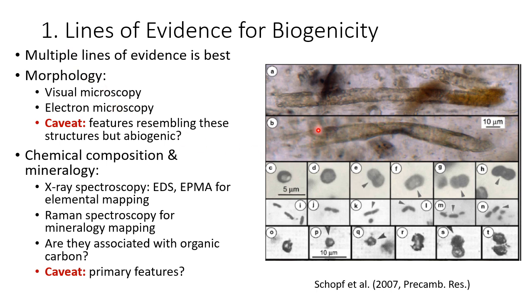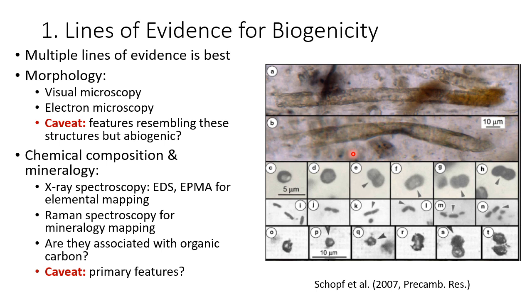When we are trying to establish biogenicity, multiple lines of evidence are really going to be ideal. If we can say morphologically these resemble cells, and then we can go in and see that they are associated with organic carbon, and moreover that organic carbon has an isotopic signature that is consistent with a biologic origin, then we can make a very strong case that we are looking at evidence for life.